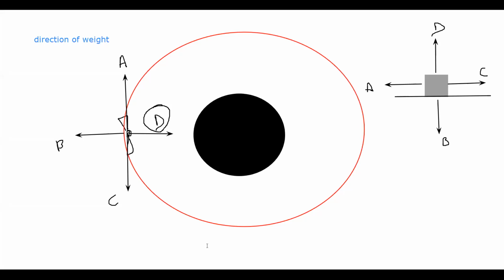Okay, for this one, B is the right answer. Weight is acting downward because this object is on the surface, so according to a question you have to identify the direction of the weight. But the idea is that weight is always directed towards the center because this object is on the surface.